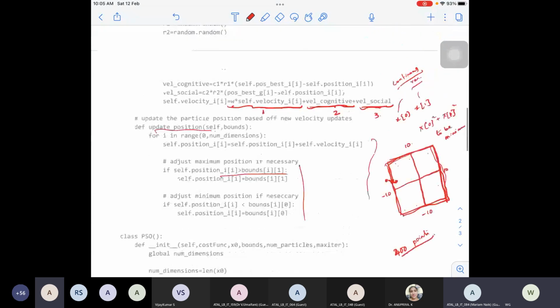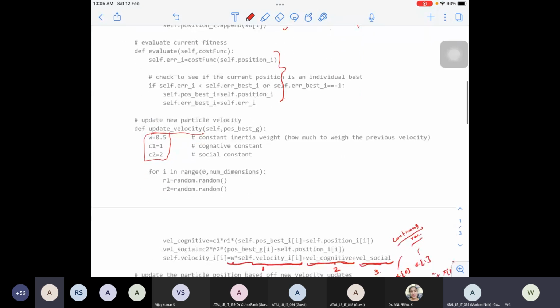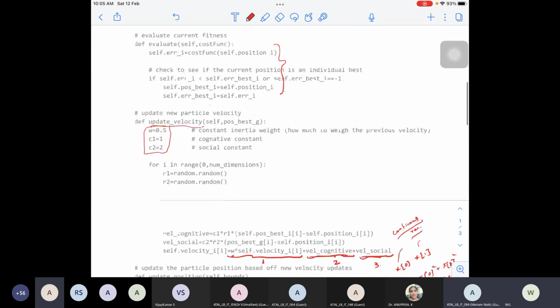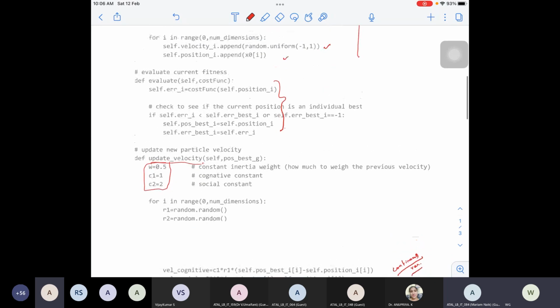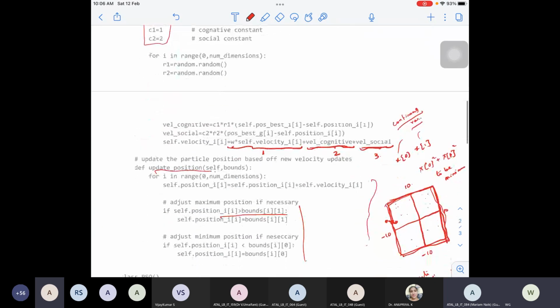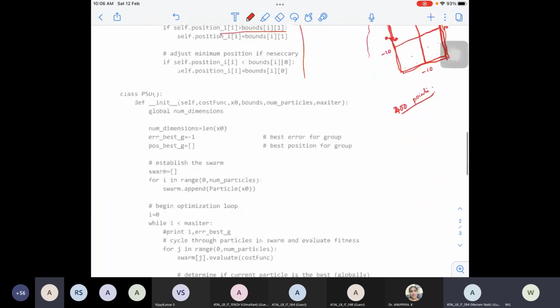Then, this is all about the particle. With respect to the particle, you have the various variables, or maybe the features, of every particle. Then you have three functions: one is the evaluate function, then you have update velocity and update position. So a particle has to be updated with respect to its velocity and position.